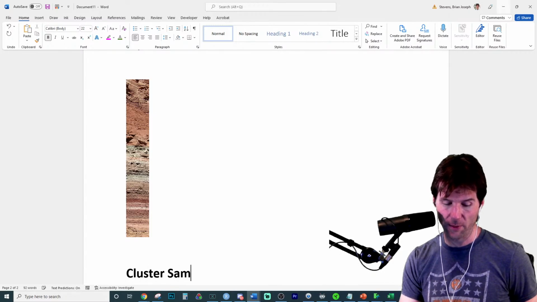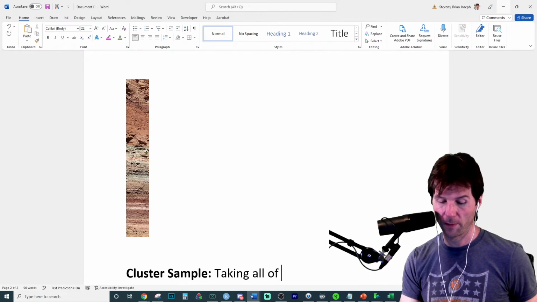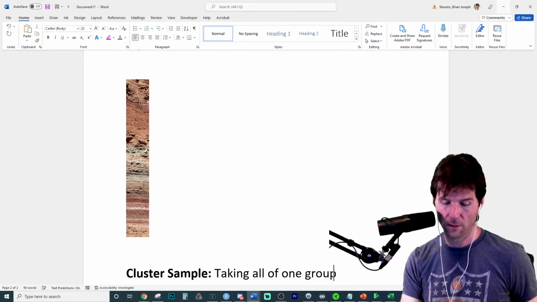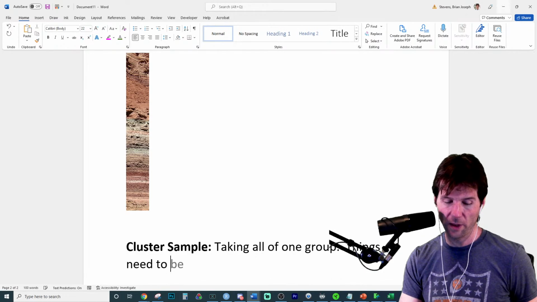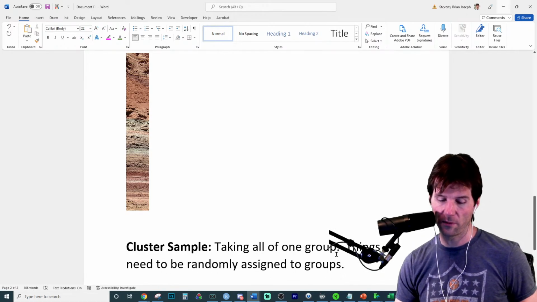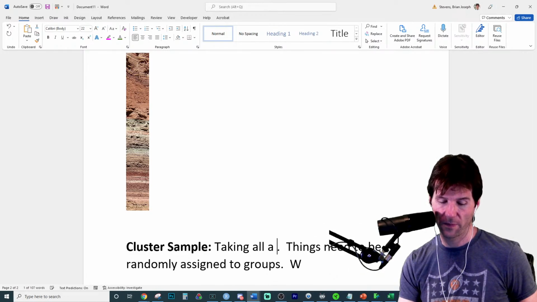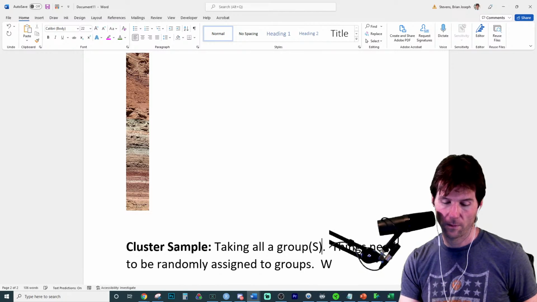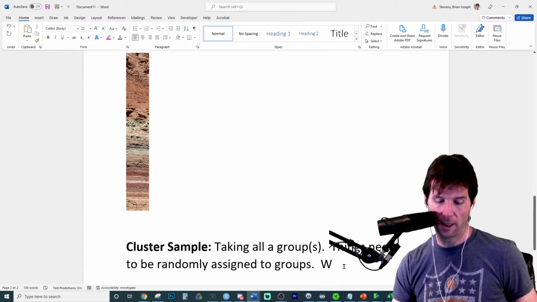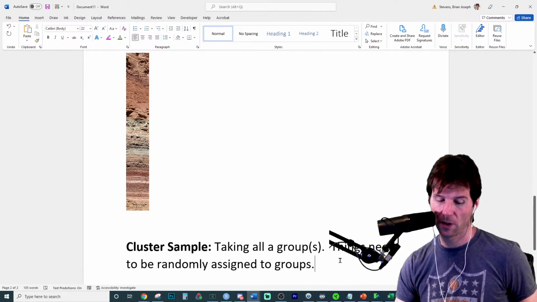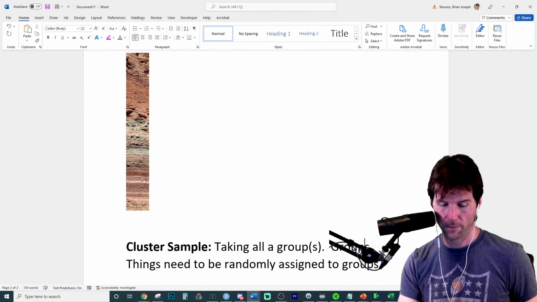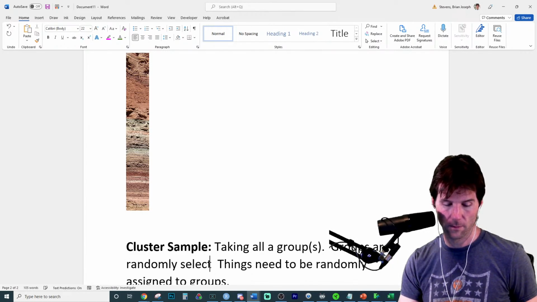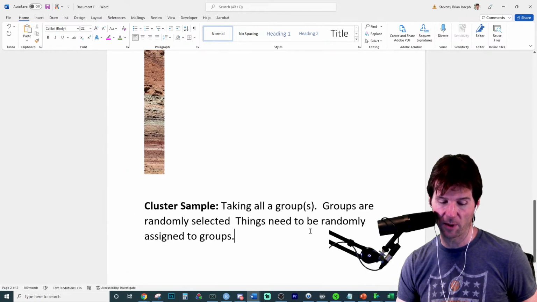So, cluster sample: taking all of one group. Things need to be randomly assigned to groups. We take groups, and the groups are randomly selected. And things need to be randomly assigned.